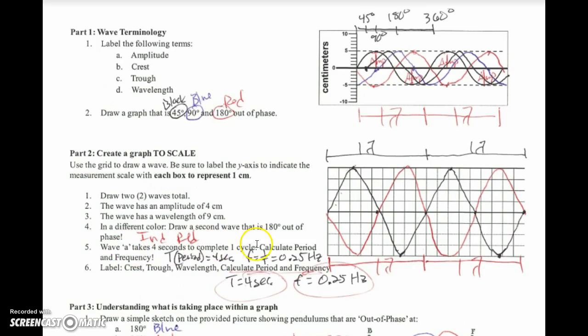If it takes 4 seconds to complete one cycle, the period's 4 seconds, the frequency is 0.25 hertz. If you label the crest and the trough here, it says calculate period and frequency. It's kind of the same thing. I kind of did it twice here.